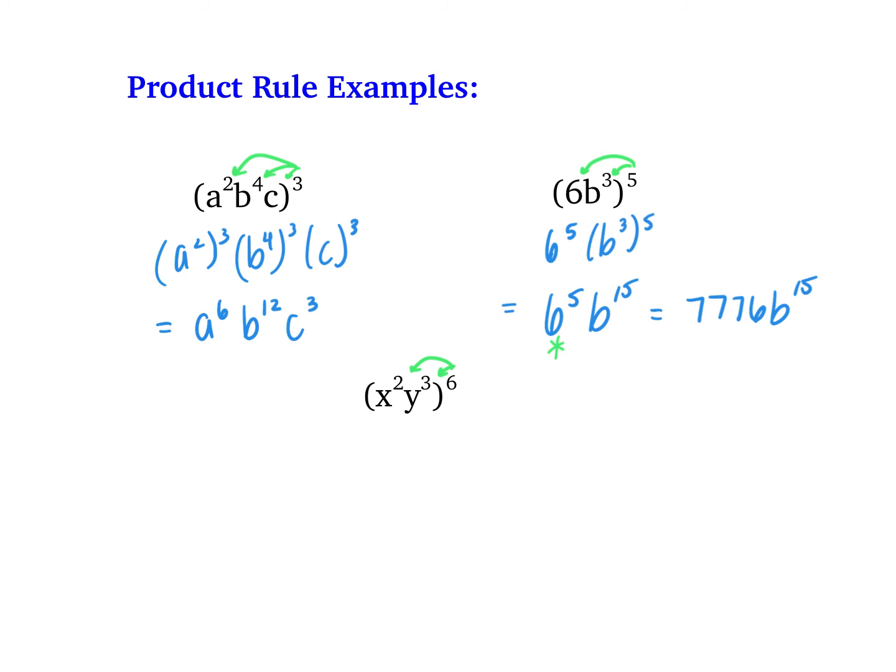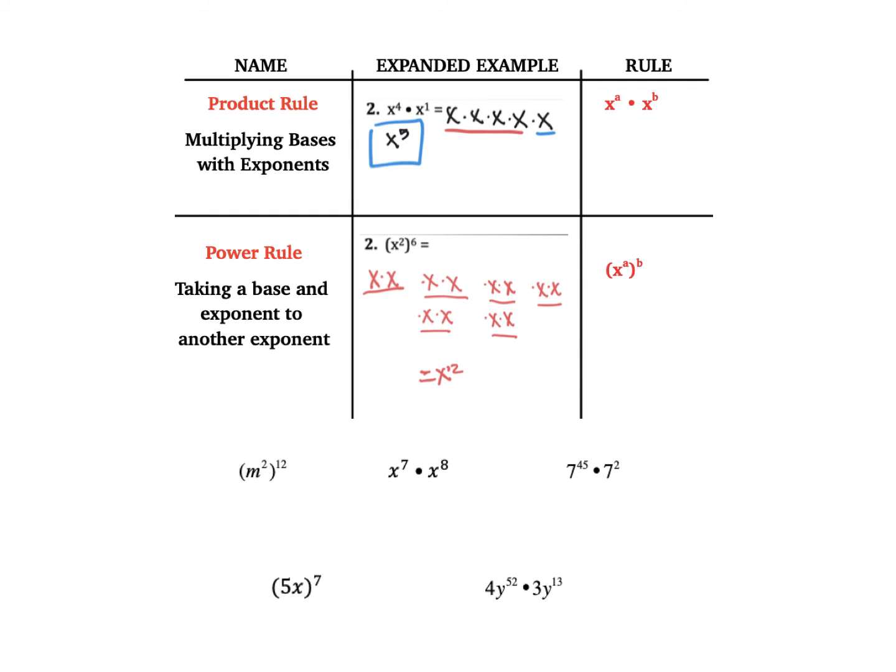I'm going to jump straight to that final answer. So 2 times 6 would give me x to the 12th. 3 times 6 would give me y to the 18th. So let's look at the two main rules that we have so far.